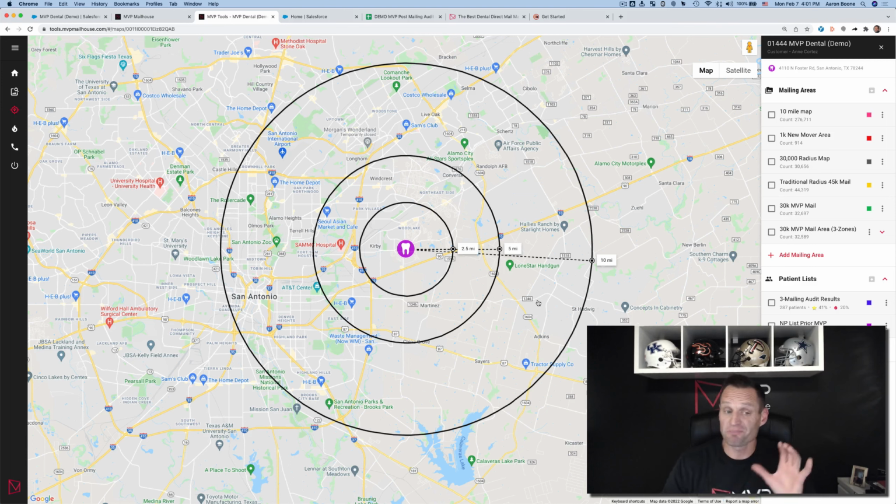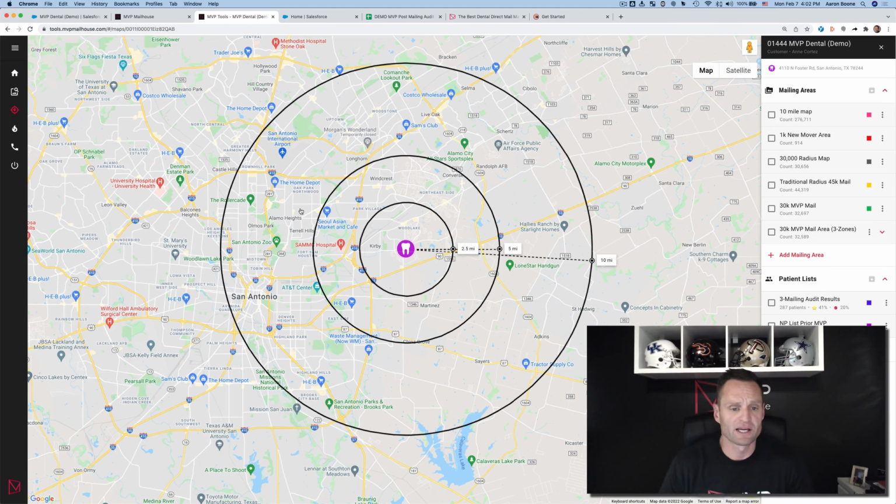The problem is, especially in more densely populated suburban areas, there are a lot of homes and it's going to cost you a lot of money to hit all those. And the other problem is many of them won't respond. There are certain areas that will not respond to your marketing. So let me show you what I mean.